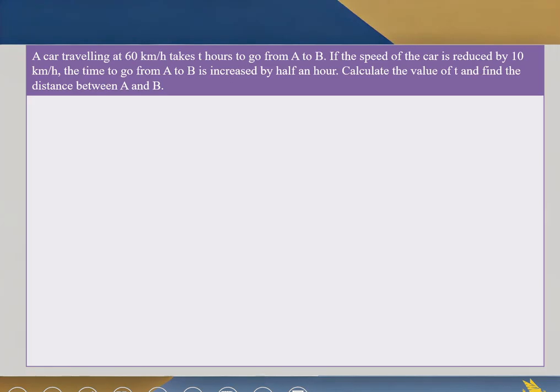Let's look at the next question. This says a car traveling at 60 kilometers per hour takes T hours to go from A to B. If the speed of the car is reduced by 10 kilometers per hour, the time to go from A to B is increased by half. Now, calculate the value of T and find the distance between A and B.